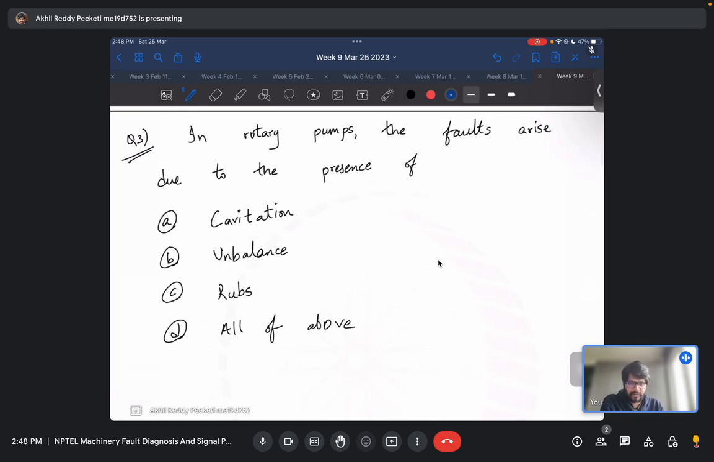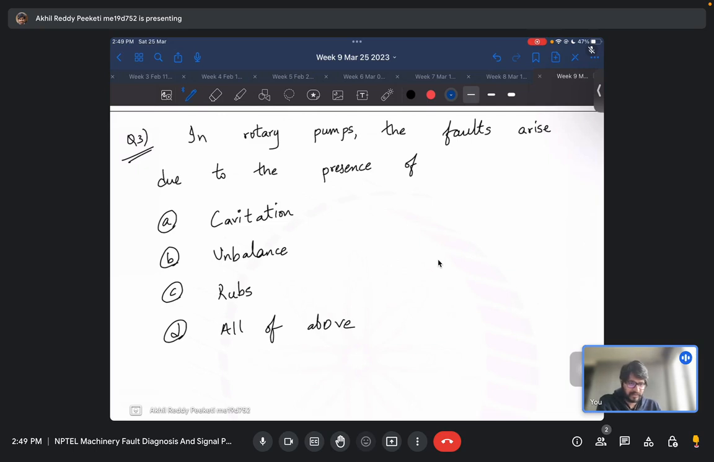The next question is regarding rotary pumps. What are the possible origins for the different types of faults? In rotary pumps, the faults arise due to the presence of cavitation, unbalance, rubs, all of the above. So when you have rotary pumps, there is a phenomenon called cavitation which happens specifically in rotary pumps due to high pressure and low pressure zones and formation of air bubbles which actually burst, and because we have rotating objects, if there is any unbalance or eccentricity, it is also possible in a rotary machine, and rubs are also possible.